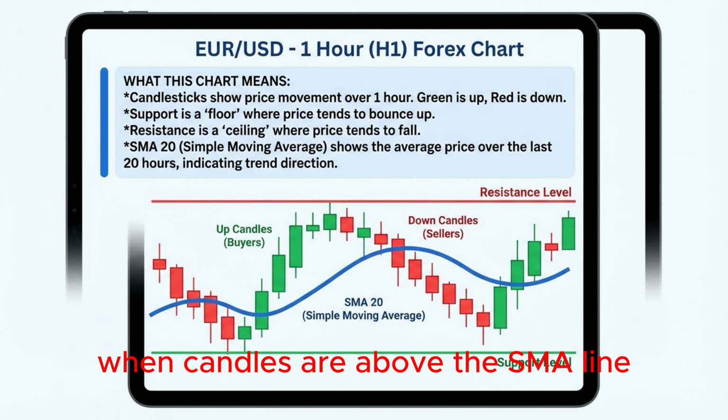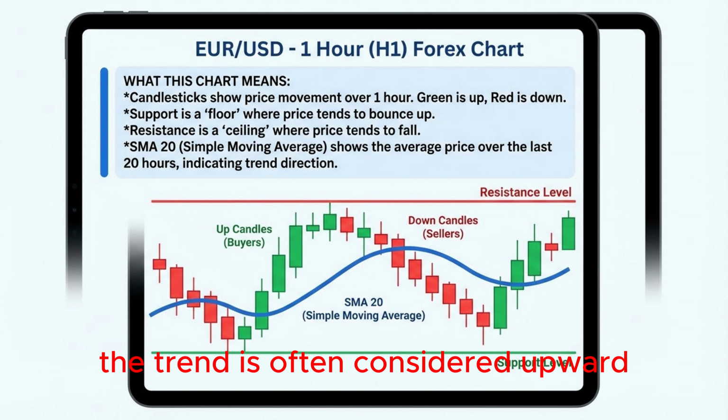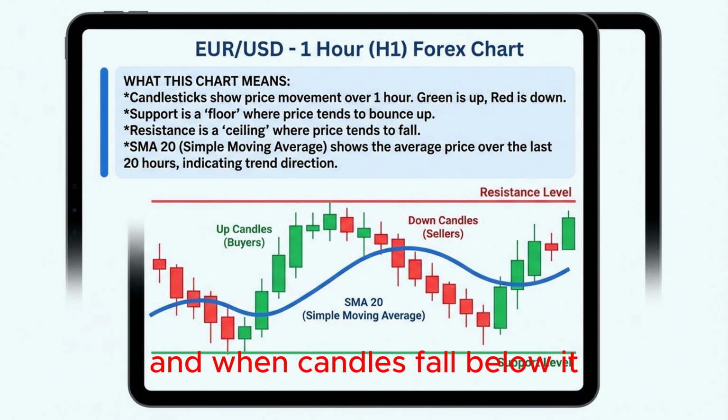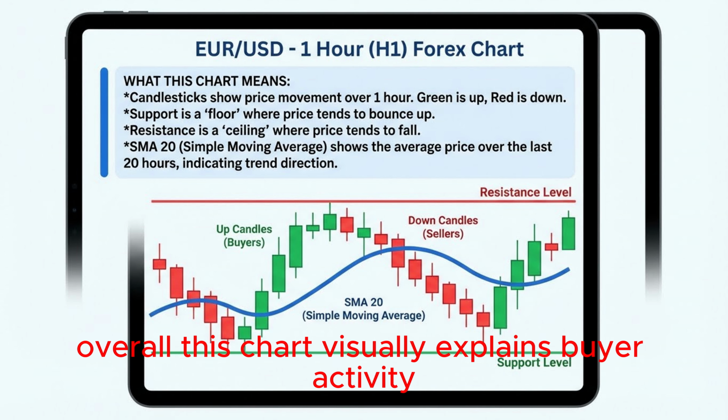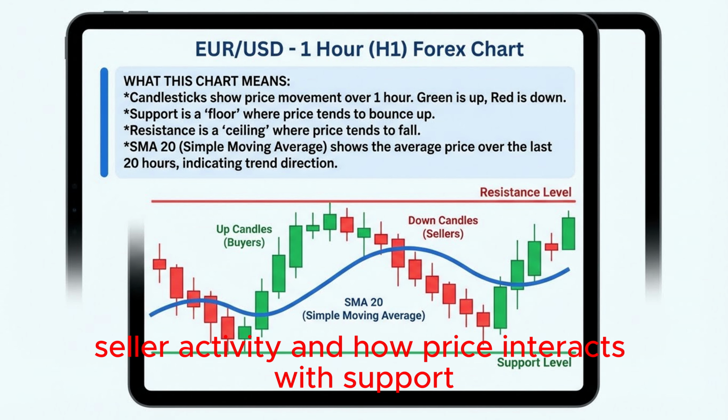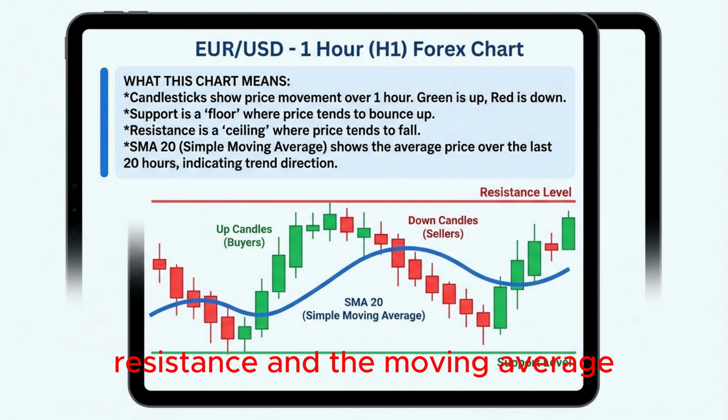When candles are above the SMA line, the trend is often considered upward, and when candles fall below it, the trend may be shifting downward. Overall, this chart visually explains buyer activity, seller activity, and how price interacts with support, resistance, and the moving average.